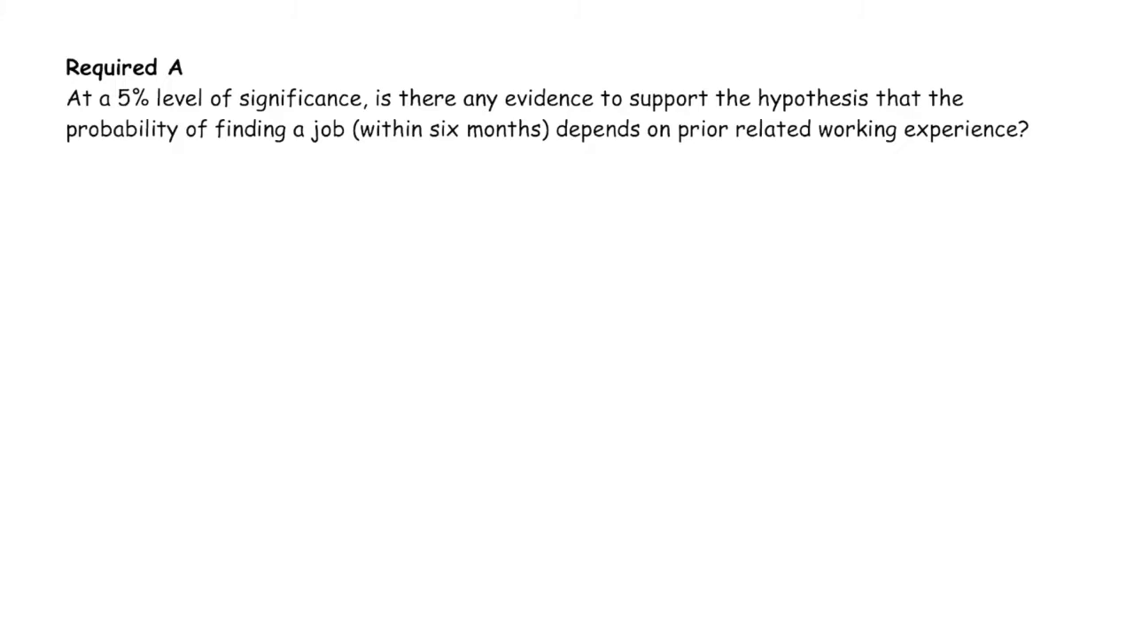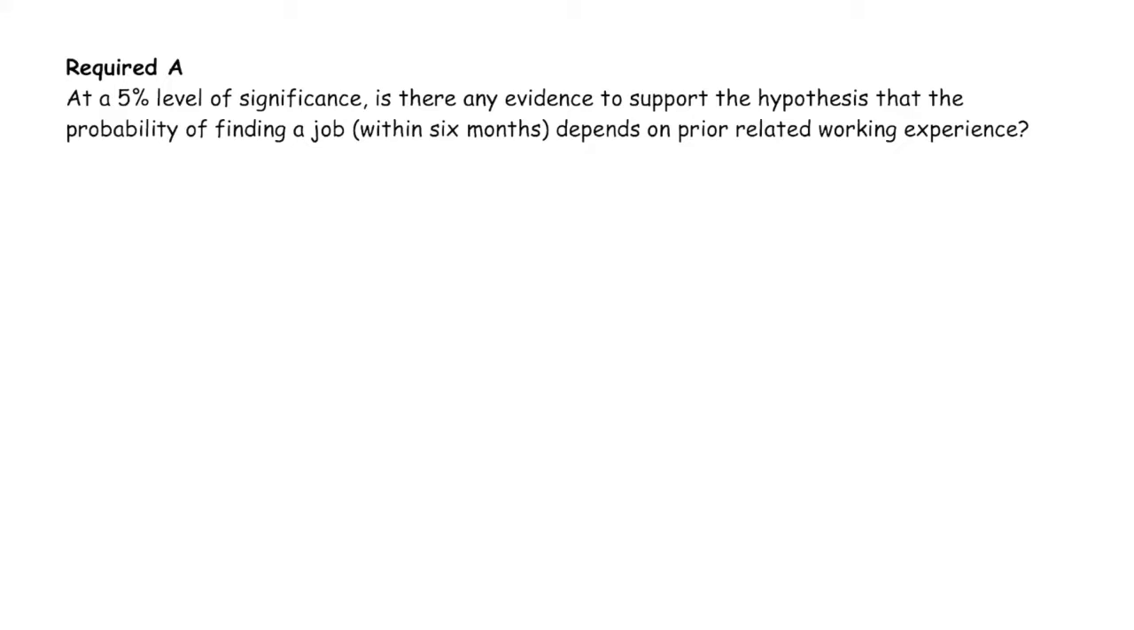In required A, it says, at a 5% level of significance, is there any evidence to support the hypotheses that the probability of finding a job within 6 months depends on prior related work experience? So here what we have is a very typical chi-square test for independence. We should be able to detect that it's going to be a chi-square test simply because they're asking if the 2 variables are related or not, and the data set has been offered in a contingency table or within categories. So these are hints that it's going to be a chi-square test.